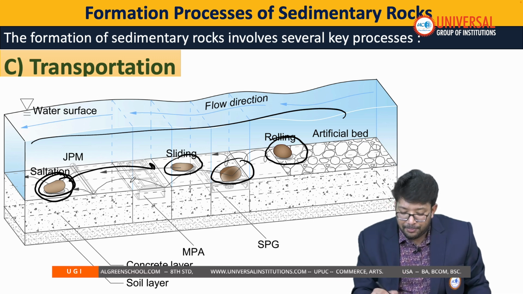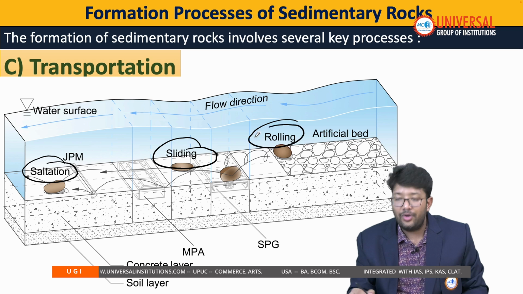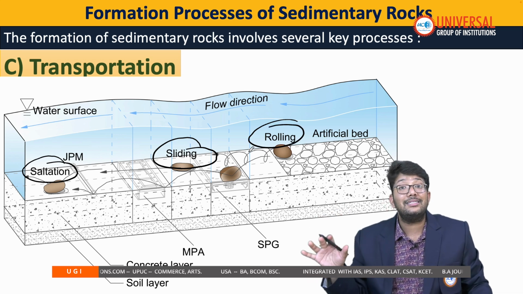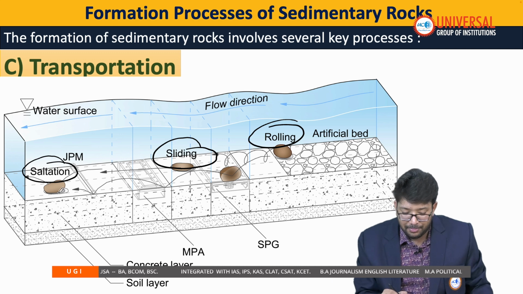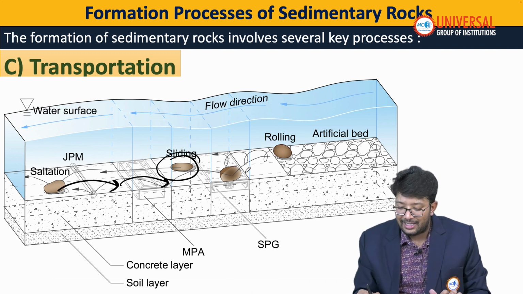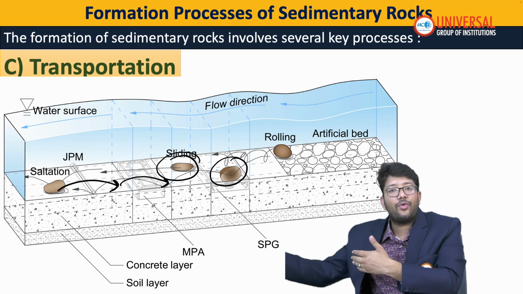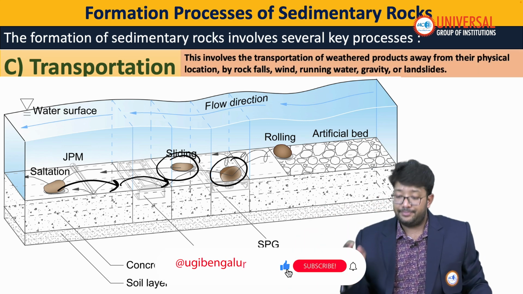So in the transportation process, there are some terminologies like saltation, sliding, rolling, abrasions. All these are transportation terminology you have to remember. Transportation means this particular rock is getting transported due to the water. It is sliding, it is rolling due to the movement of water, due to the movement of winds. All these are examples of transportation.